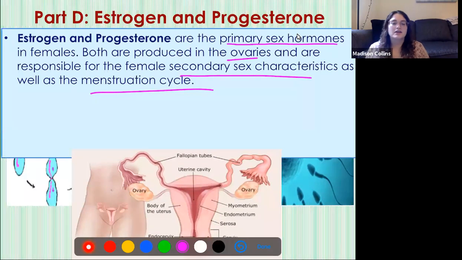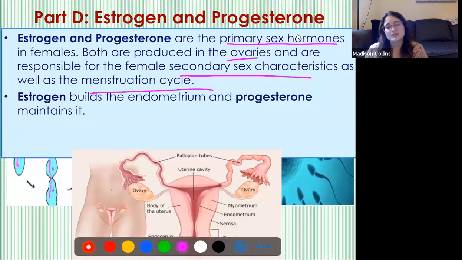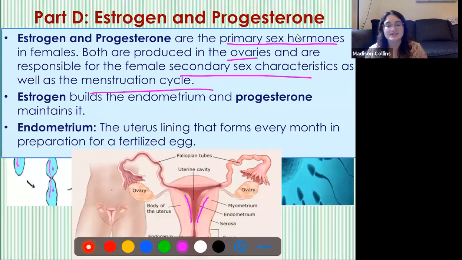Okay. Now, we also need to know that the estrogen is responsible for building something known as the endometrium, and the progesterone maintains it. Now, you might be looking at me like, what the heck is the endometrium? I know you said something about endometriosis earlier, but I don't know what this is. Now, if we look at this diagram that is on my screen, it's actually not on your paper, and that's okay. You'll see that the endometrium is actually the lining found right here.